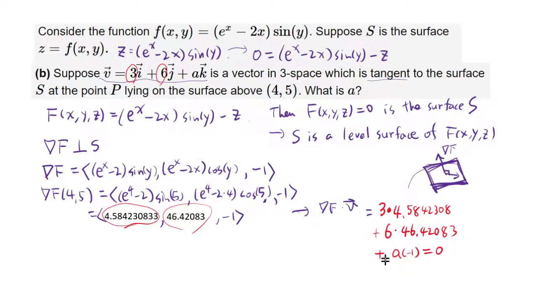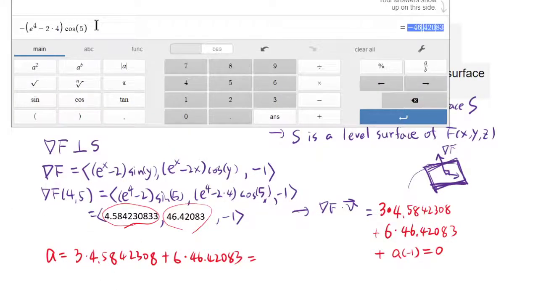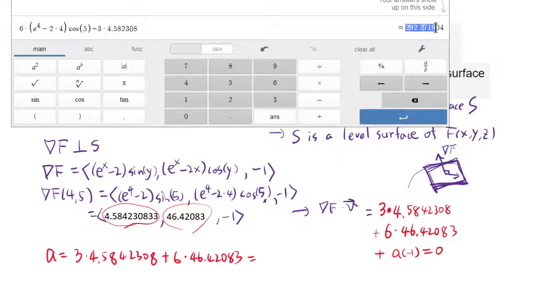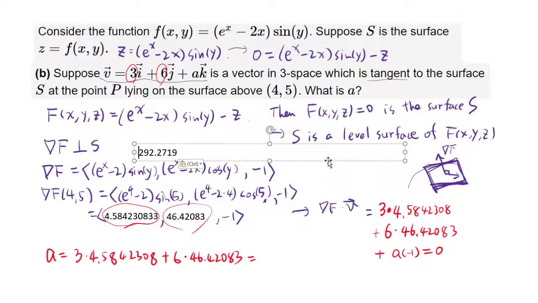So if you bring the negative a to the other side, you end up saying that a must be 3 times 4.584238 plus 6 times 46.42083, which you can use the calculator for. So this one's the one with the plus. That's the 46 one, so that gets multiplied by 6, and then plus 3 times 4.582308. That gives you 292.719. So I'll just bring this down, and that's our final answer.